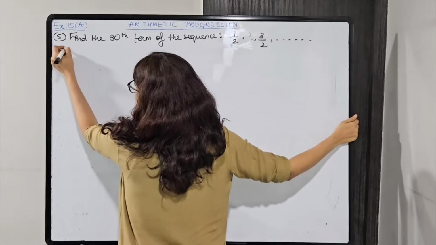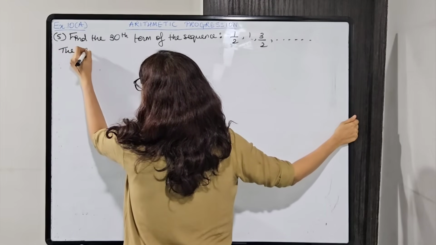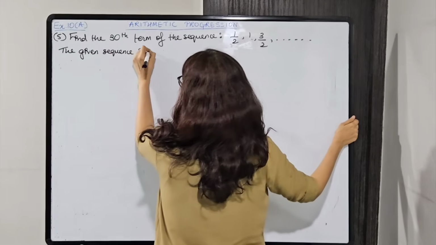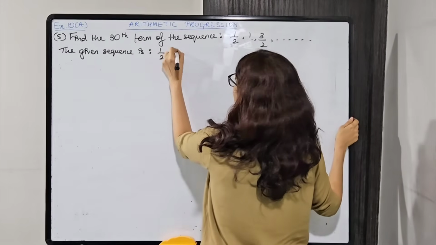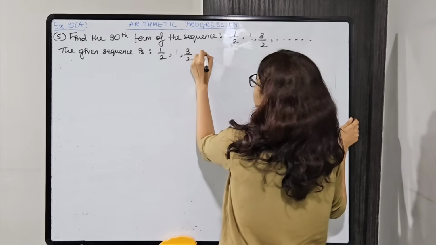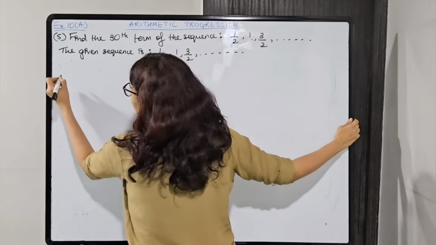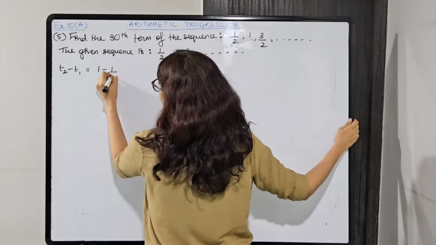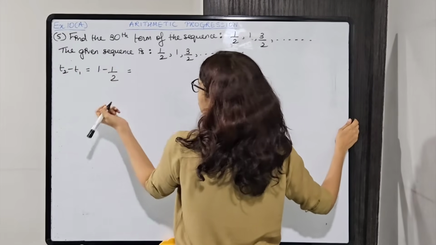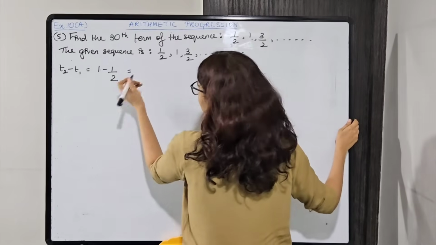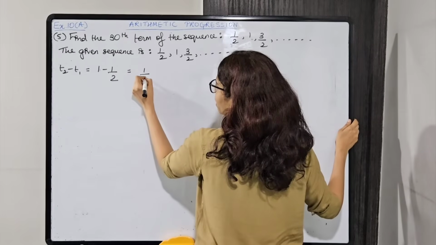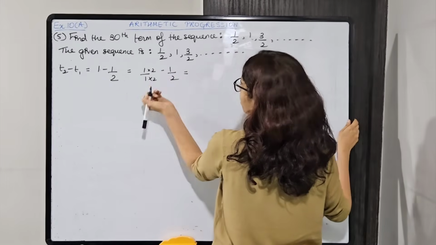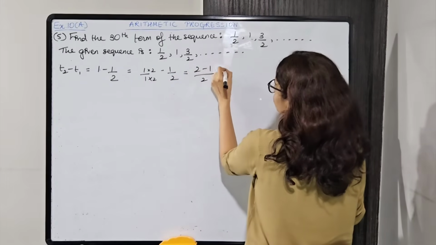So write down the given sequence is half, 1, 3 by 2 and so on. So T2 minus T1 is 1 minus half, that is half हो जाएगा. And if you find it difficult तो LCM ले लो. Okay, and that will give you (2 minus 1) by 2 which is half.